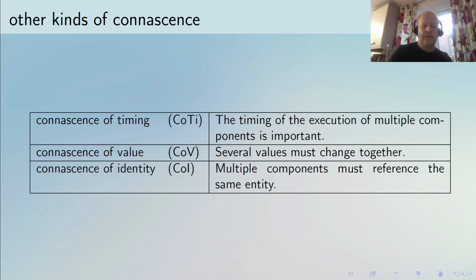There are other kinds of connascence, like connascence of timing, where the timing of the execution of multiple components is important. Connascence of value, where several values must change together. And the connascence of identity, where multiple components must reference the same identity.